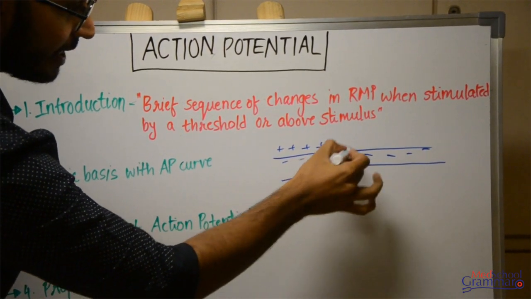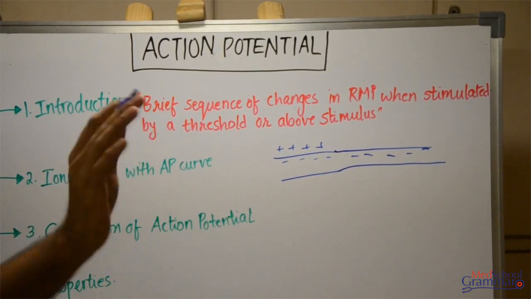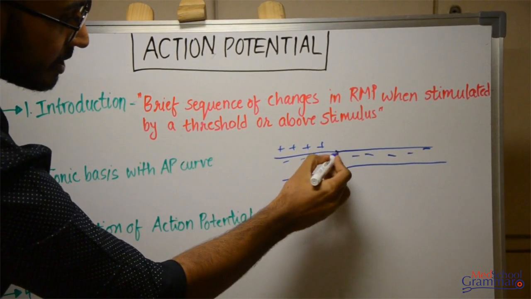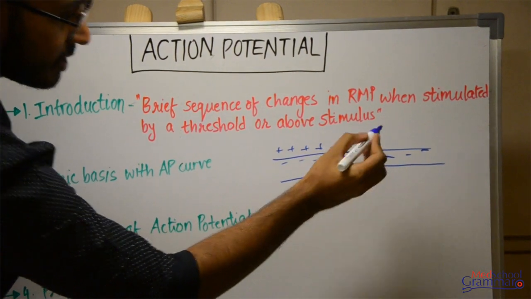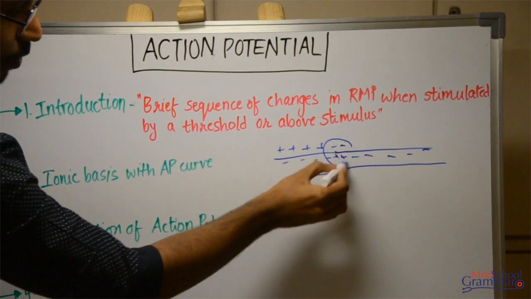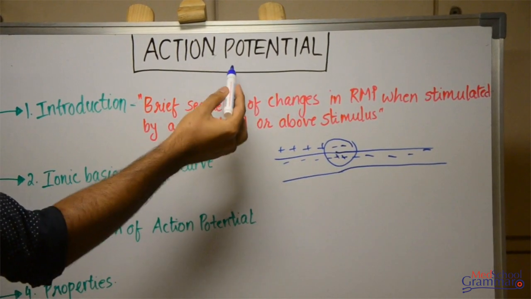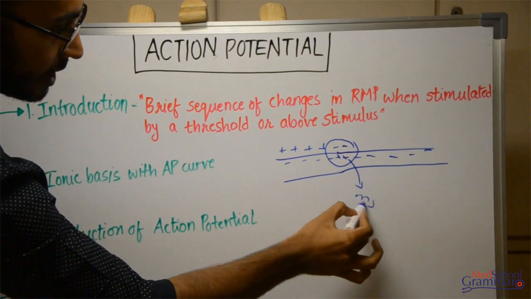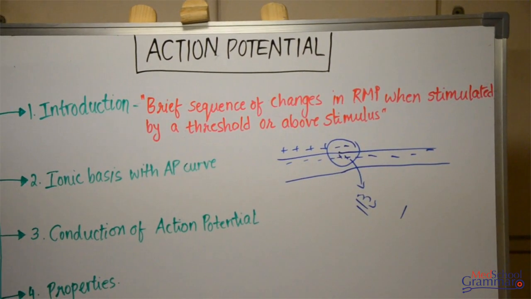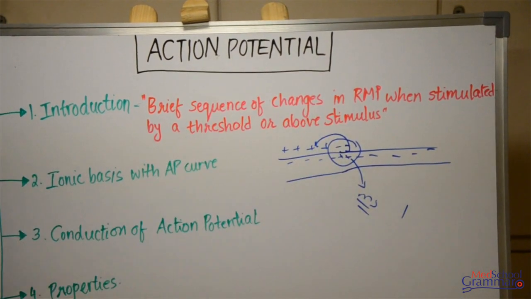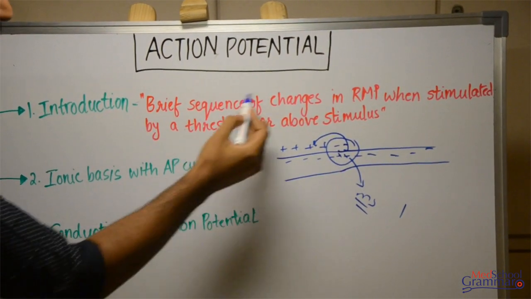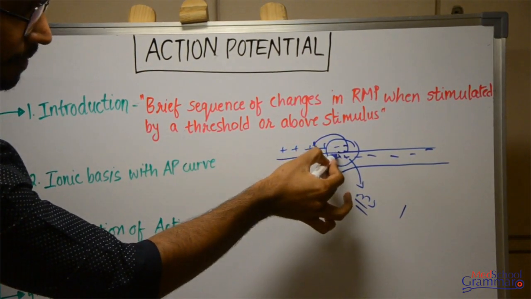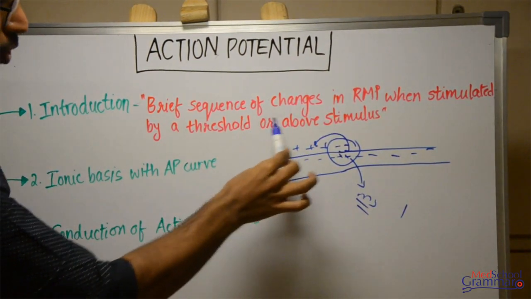So changes at any site in the resting membrane potential. So changes basically means reversal of polarity or change in the polarity. It means the insides get positive and outsides get negative. This we say leads to the development of action potential. So action potential is brief because this change lasts for only a few milliseconds, say 1 millisecond. After 1 millisecond, this is reversed back to the resting membrane state, right? So brief sequence of changes in the RMP, brief because milliseconds, sequence of changes in the resting membrane potential when stimulated by a threshold or above stimulus.